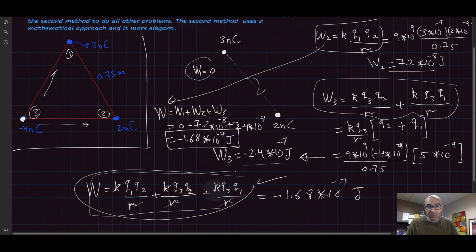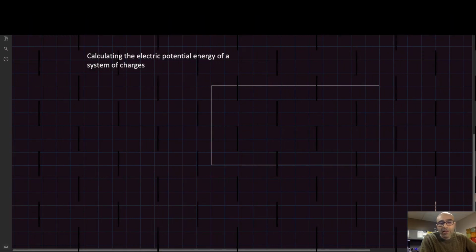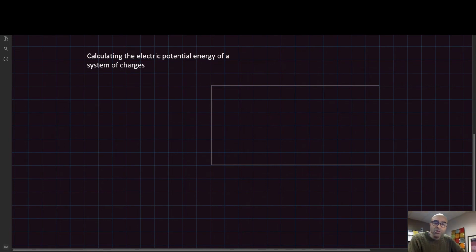All right. Let's go to the second one, and that one will be a little bit more complicated. Let's check out this example together. We have here a square, that's just a virtual square to show us where we should put our charges. And we need to calculate the electric potential energy to keep this system of charges together. We have one charge here, and another charge here.